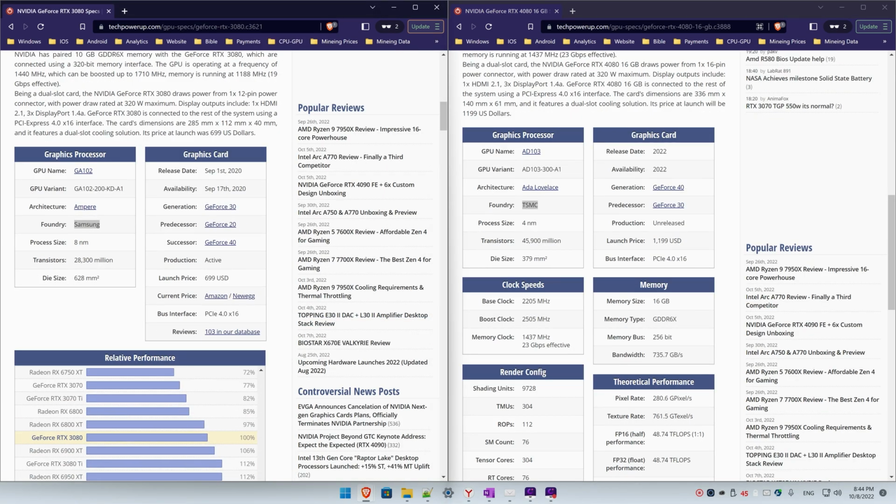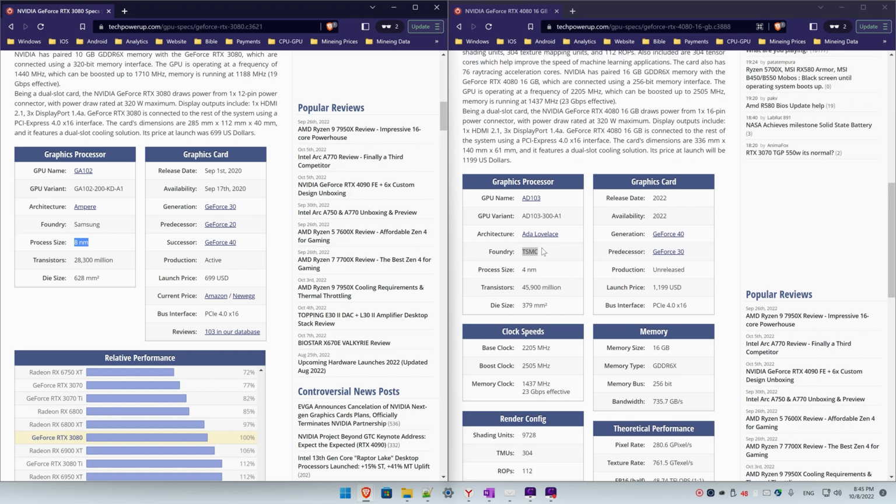Now let's take a look at the graphics processor. This is going to be the core. The core is designed by Nvidia, but the foundry is Samsung. So Samsung is the one that actually makes the core. Nvidia sends information to Samsung, and Samsung makes the core. The lithography Samsung was basing it off was 8 nanometers.